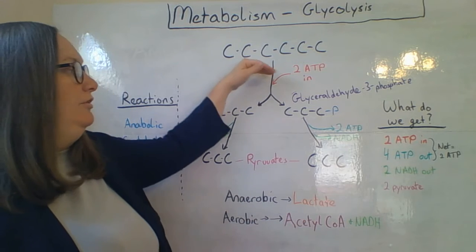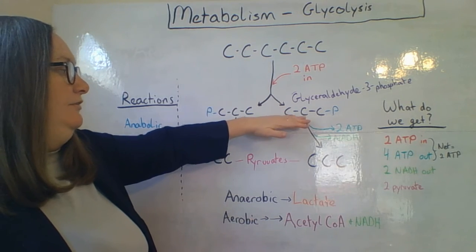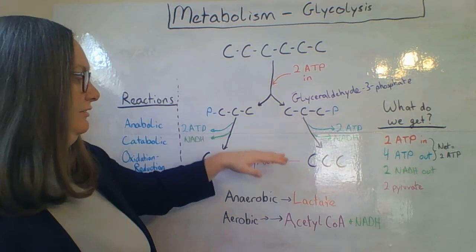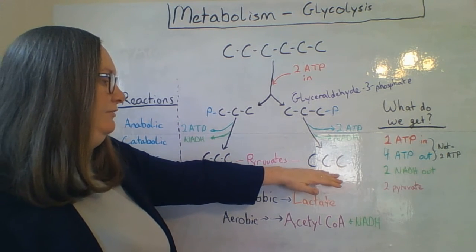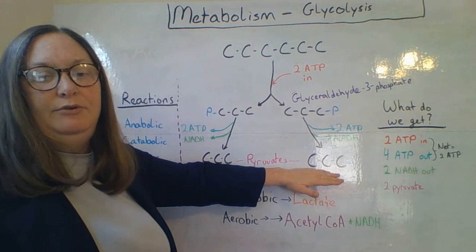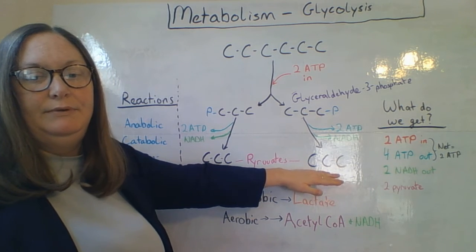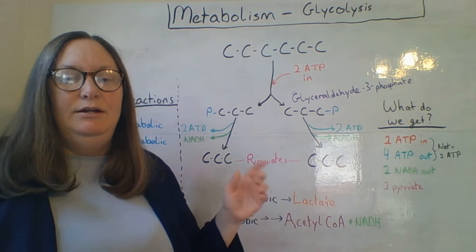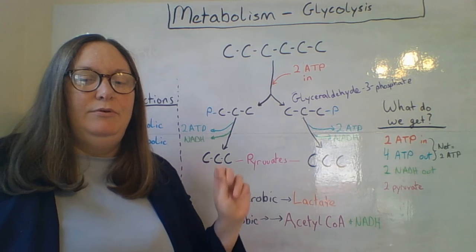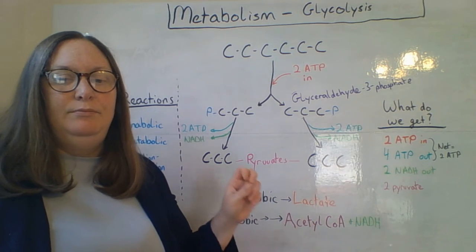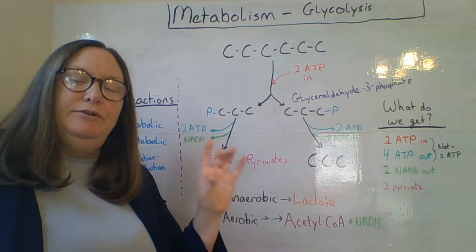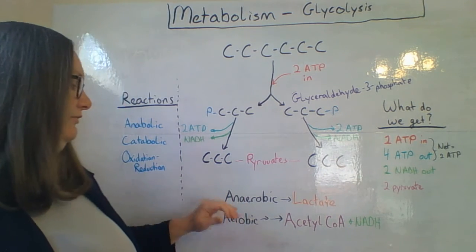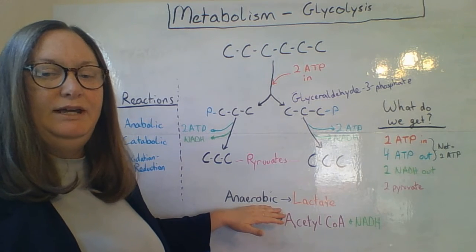Alright, so we start with glucose. At the end of the energy investment phase, we get glyceraldehyde 3-phosphate. And at the complete end of glycolysis, we end up with 2 pyruvates. Now, what happens with pyruvate? Well, before we continue on, there's a mid-step here, and it depends on whether there's oxygen available or not. So if there's no oxygen available, it's said to be anaerobic.